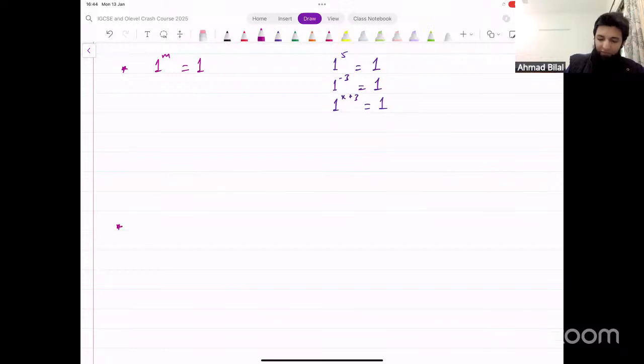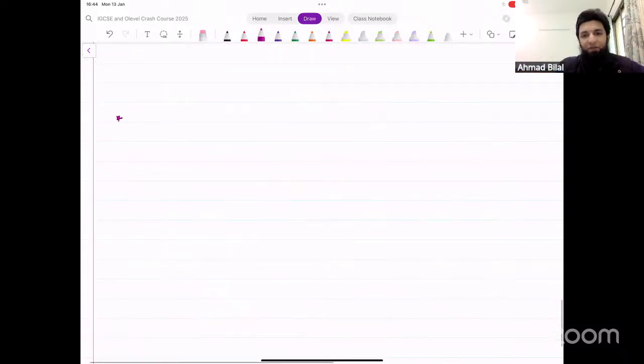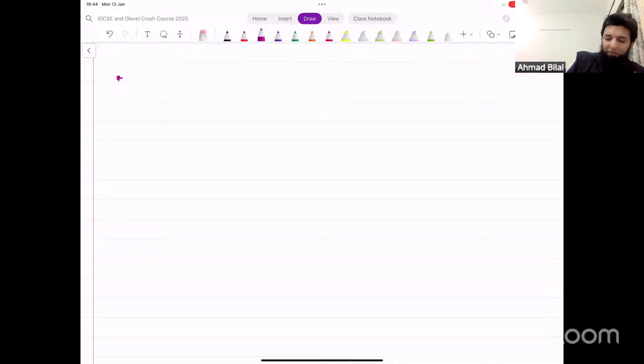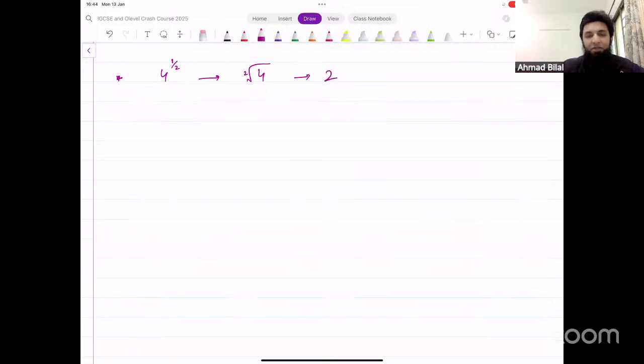Now, sometimes you can have powers that are in fractions as well. So for instance, you could have 4 raised to power 1 over 2. You could have fractional powers like this. Now, what does that mean? This denominator can actually come outside, and you can write it like this. You can say this is square root of 4, right? What does that result in? That gives you 2 as the result. 2 is the answer.